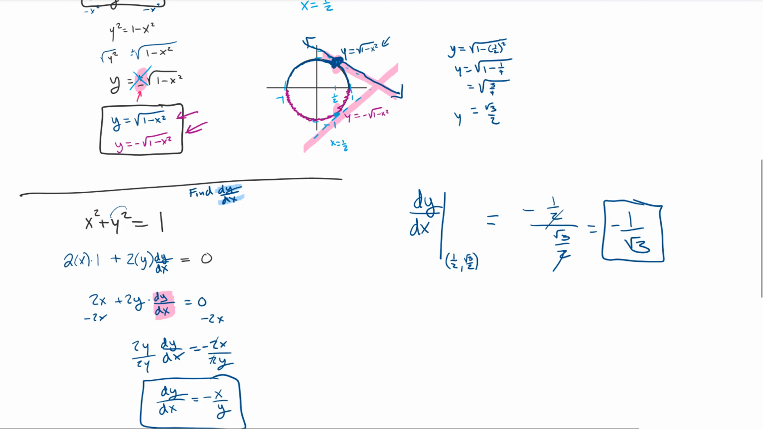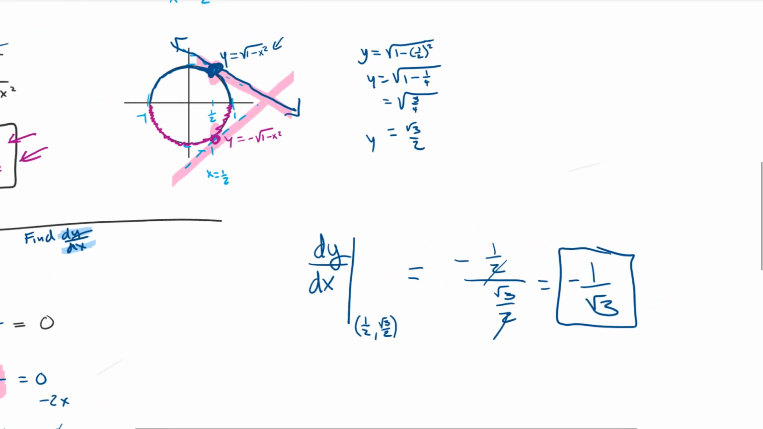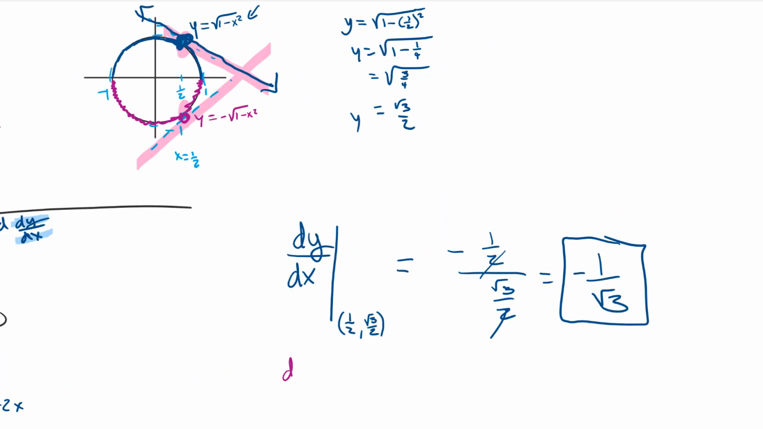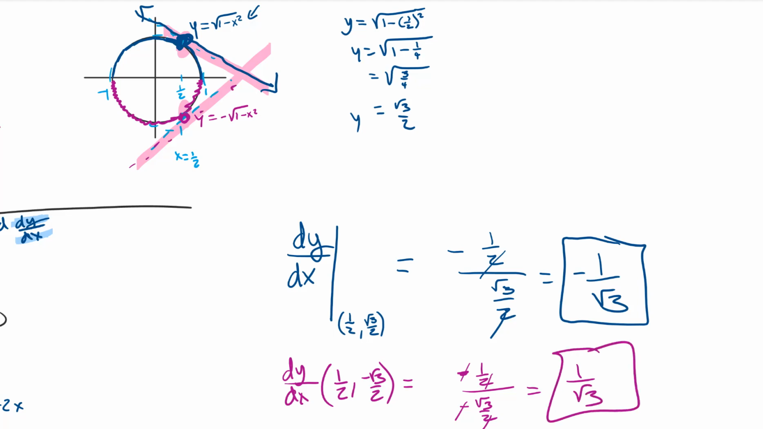Now let's do the same thing, but let's take the negative. Let's find that derivative of y with respect to x, but now with 1/2 comma negative root 3 over 2. This is the point that has the positive slope. So when we plug it in, you change the sign of your x value, negative 1/2, over your negative root 3 over 2. The signs cancel, the 2's cancel, and that leaves you with positive 1 over root 3, saying that the slope is positive there.